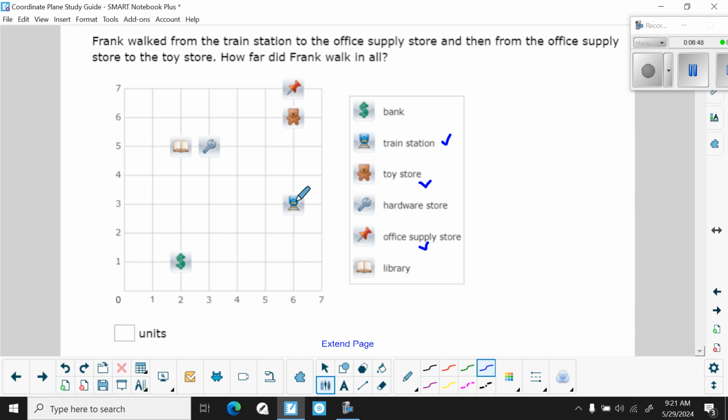He went up 1, 2, 3, 4 units to get to the office supply store, and then he went back 1, but that's more walking for him, so that would be 1, 2, 3, 4, and then 1 more would be 5. He walked 5 units.